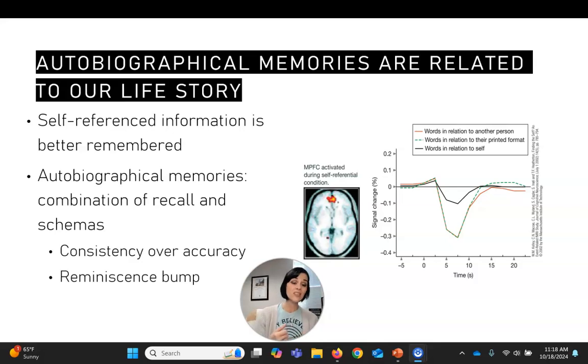And part of the reason that the reminiscence bump, this higher recall of information from adolescence and young adulthood happens, is because oftentimes in this period, these are things that we are doing for the first time. And a lot of the things that we do that often become connected to our life story, like getting a career, graduating from college, having a family, all of these different things tend to happen most often in adolescence into young adulthood.